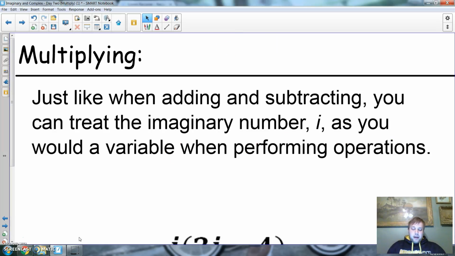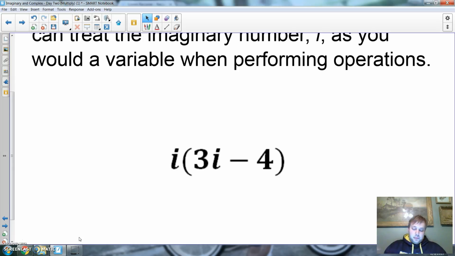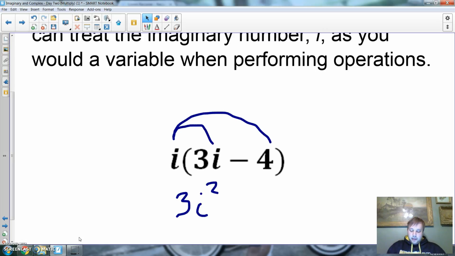Just like when adding and subtracting, you can treat the imaginary numbers as you would any variable. So here's what we're going to do. For this one, we're going to multiply across. First off, I'm going to go i times 3i, and that should give you 3i squared. And then i times -4 is -4i.